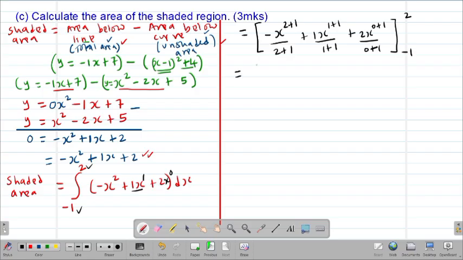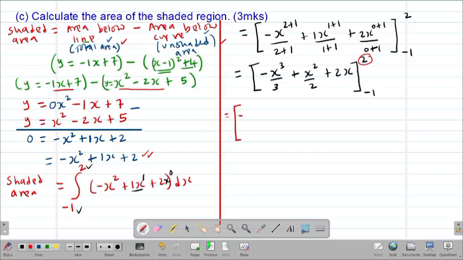So this will be equal to the following. This is negative x to the power of 3 divided by 3. Then of course plus x to the power of 2 divided by 2, then plus 2x. Then of course this is negative 1 up to 2. So we'll start by substituting the upper limit, which is positive 2. So this will be equal to, we substitute the upper limit.